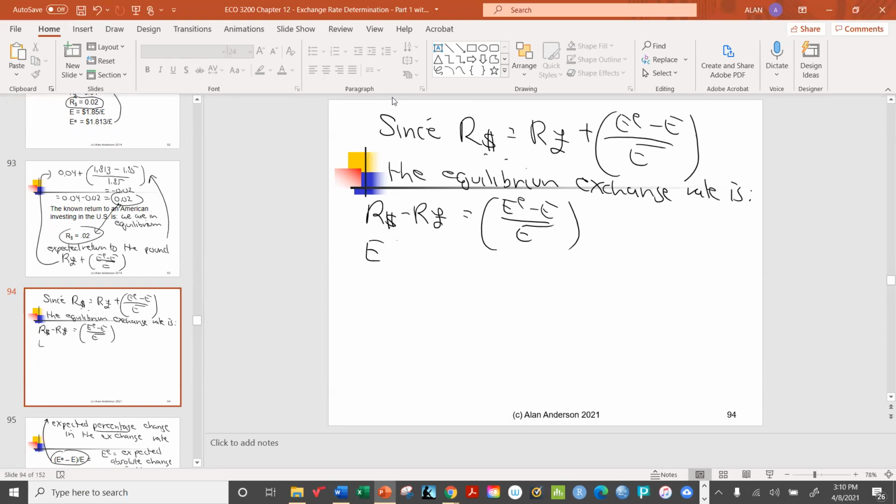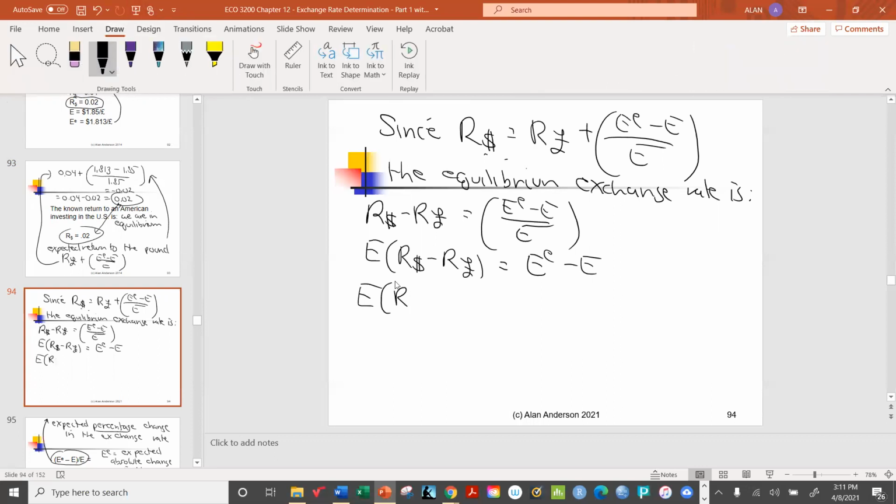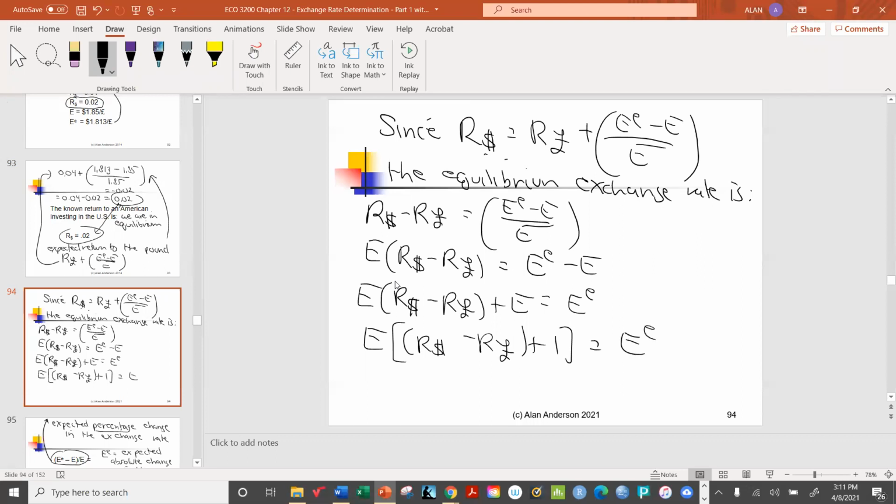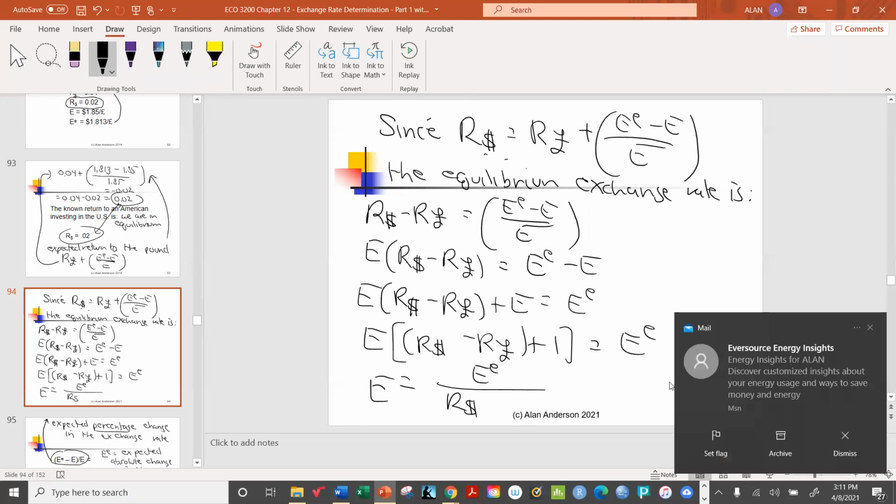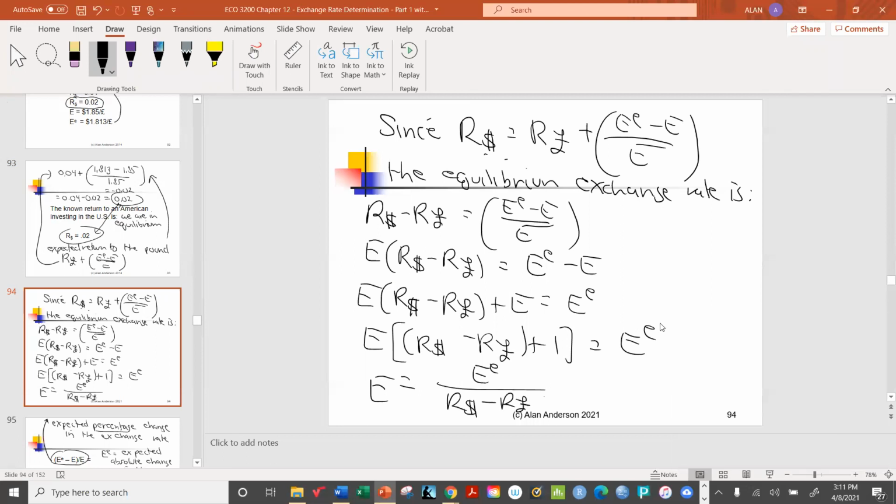So I'm going to multiply both sides by E. Now I'll add E to both sides. And now I can factor out E from both of these sides. And then I can just divide both sides by this term in brackets. And I can just simplify it as R dollar minus R pounds plus one. All right, that is how I solve for the equilibrium exchange rate.